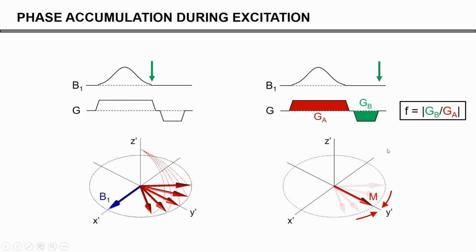Now that F value is defined as the area of this negative gradient divided by the area of the positive gradient. For a time symmetrical RF pulse like a Gaussian or a sync pulse, this F is always 50%. However, for time asymmetrical RF pulses, this F can be larger or smaller than 50%. But it is a convenient value that allows you to calculate what negative gradient I need to apply to basically undo the phase dispersal across my slice. We'll talk about that more in future videos.